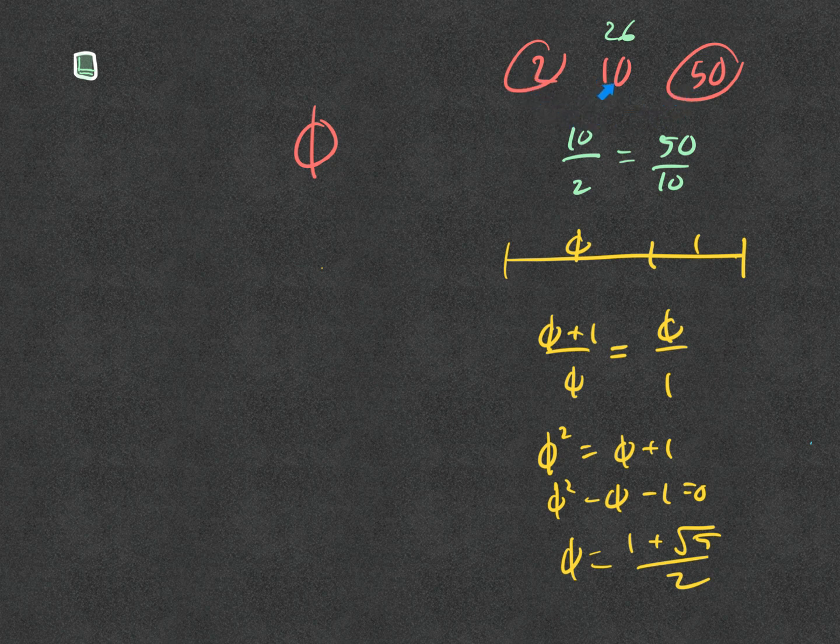So that's the geometric mean. In other words, 10 over 2 is equal to 50 over 10. 10's right in the middle of 2 and 50. It's a perfect geometric mean, and this is a proportion, and the Greeks were obsessed with proportions and ratios.